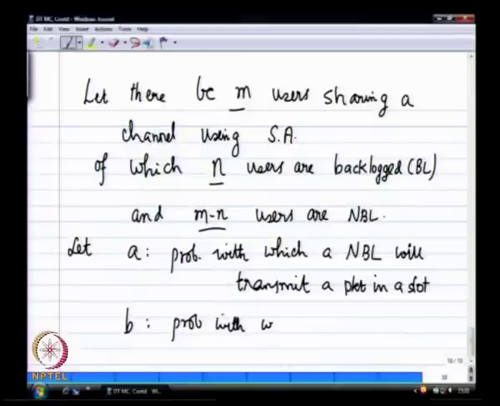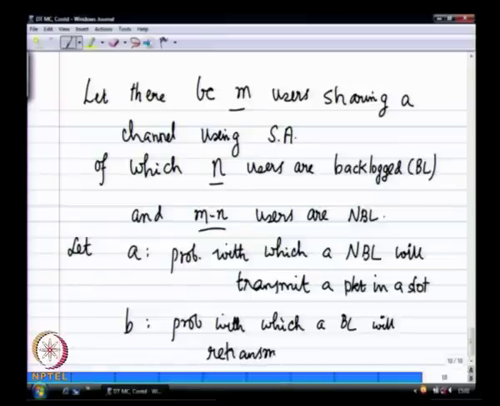So B is the probability... Yes, that will make it even more complex. Is B always less than A? It need not be.